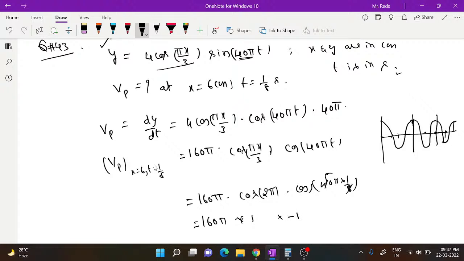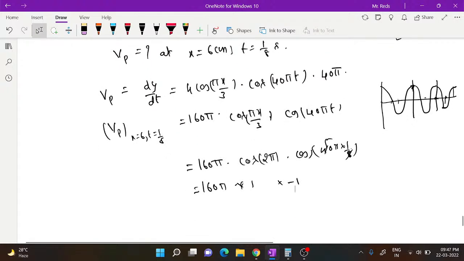Did you understand? Yes. So what you can understand from this? You will get minus 160 pi. All are in CGS units only, centimeter per second. But the answer key is given as this. Just cross-check it once again.